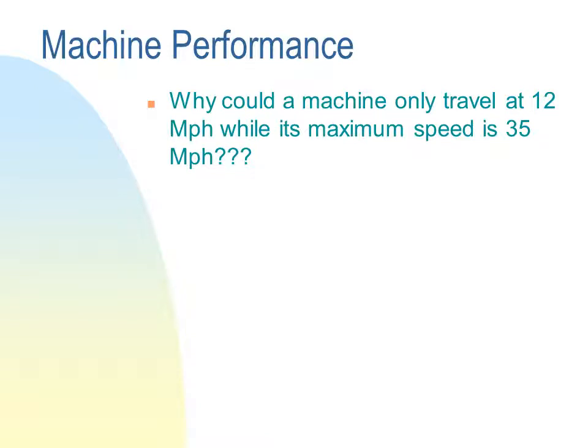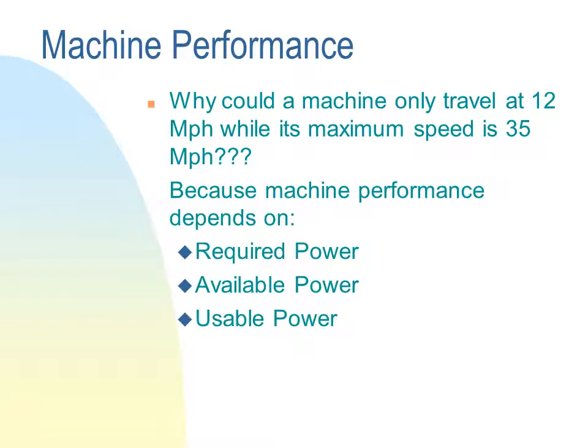So in order to understand that, we'll be discussing three different types of powers: the required power, the available power, and the usable power. The required power is the one required to overcome resistance. So here the question is mainly about resistance. The available power is what your motor could exert. However, the usable power is what you could use from whatever your motor does actually exert.